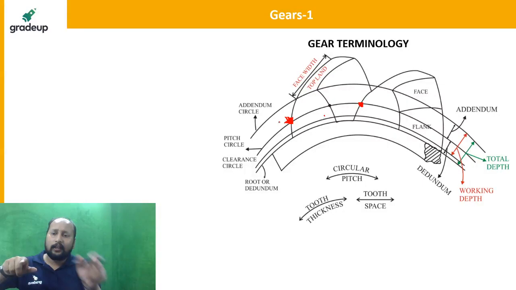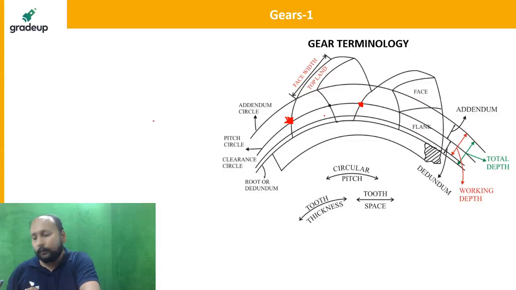Now if I talk about the pitch circle, it is basically this one. Due to some issue, it's not able to make straight lines. Just take this point and this point, and the distance between these two points is called pitch. The distance between these two points is called your tooth thickness, and the distance between this one and this one is known as tooth space.